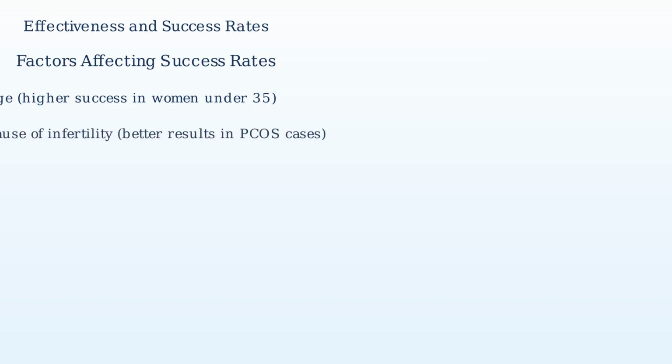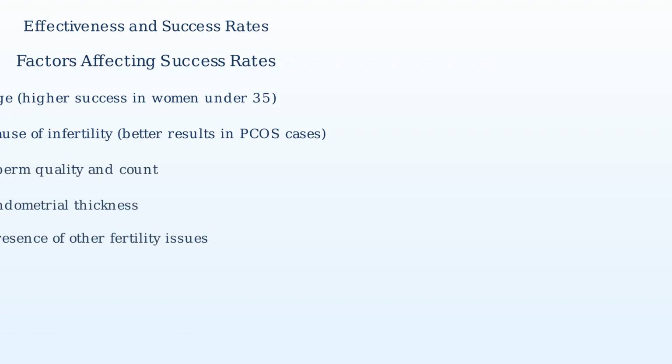Several important factors influence the effectiveness of Clomid treatment. Age is one of the most significant factors, with women under 35 experiencing higher success rates. The cause of infertility also matters. Women with polycystic ovary syndrome, or PCOS, typically respond better to Clomid than those with other causes of anovulation. Additional factors include sperm quality and count, endometrial thickness, and the presence of other fertility issues such as tubal blockages.